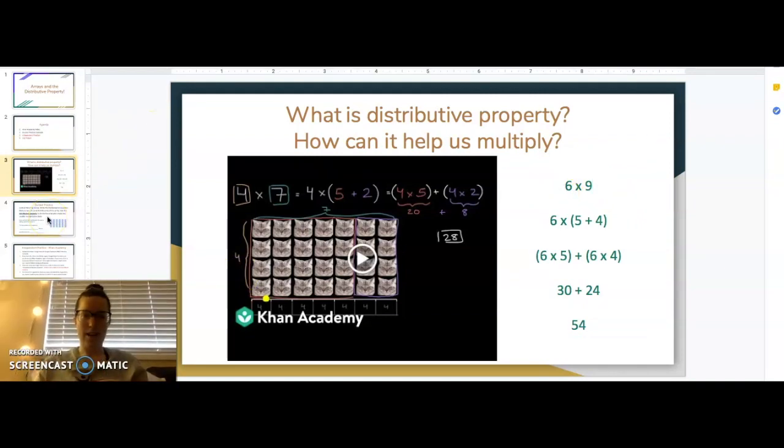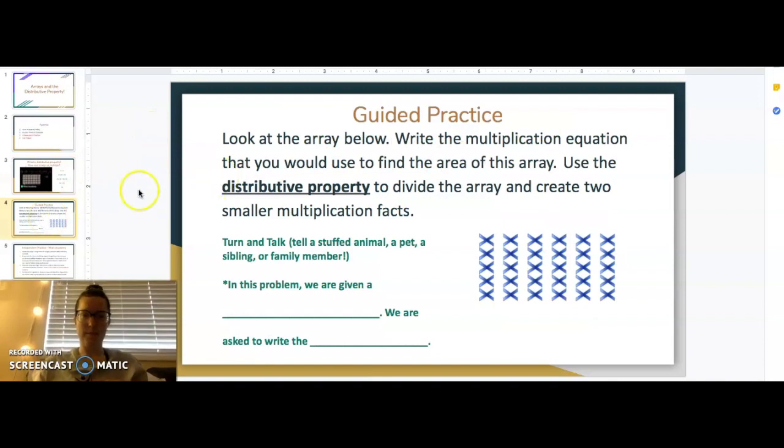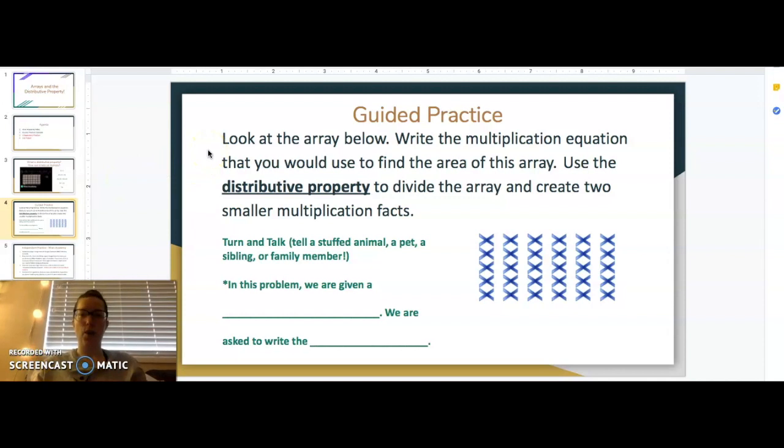Now it's time for our guided practice. Look at the array below. Write the multiplication equation that you would use to find the area of this array. Use the distributive property to divide the array and create 2 smaller multiplication facts.